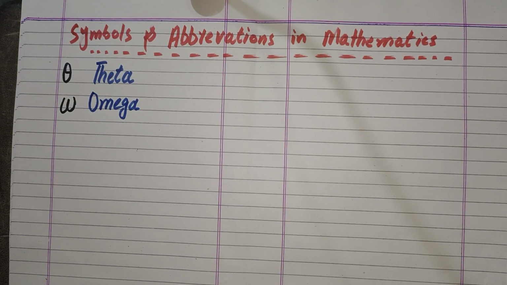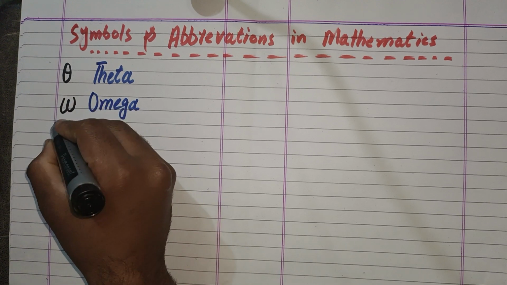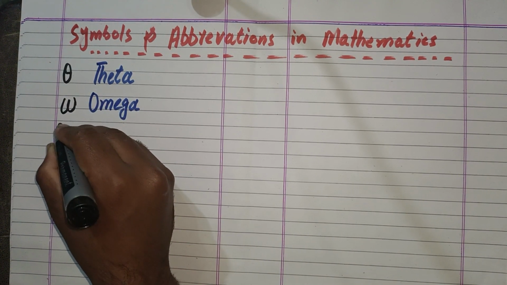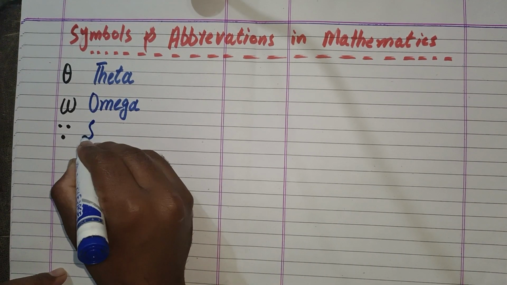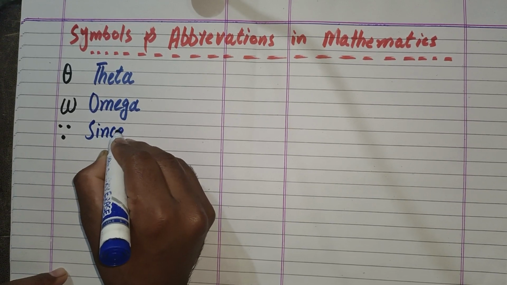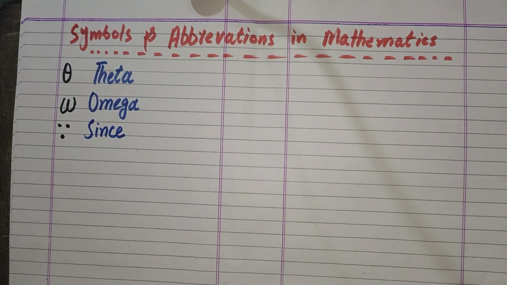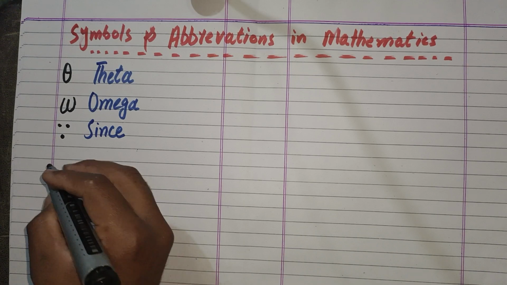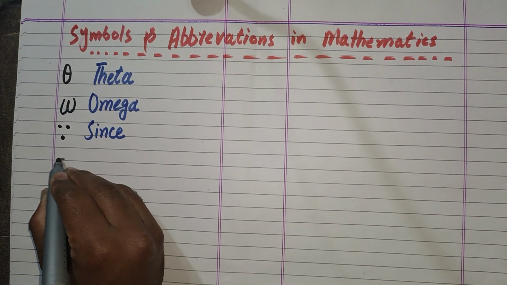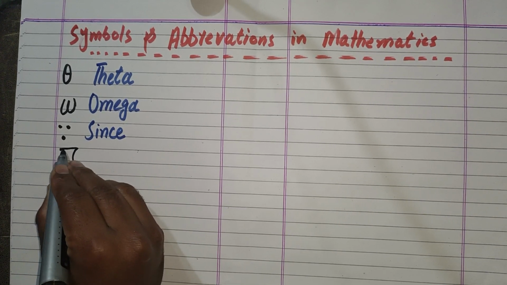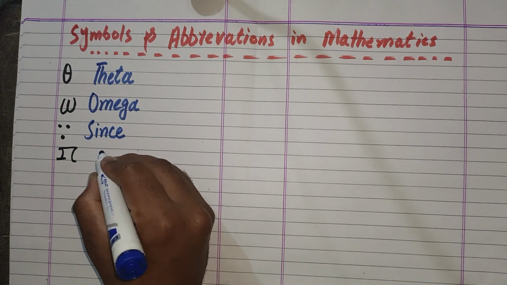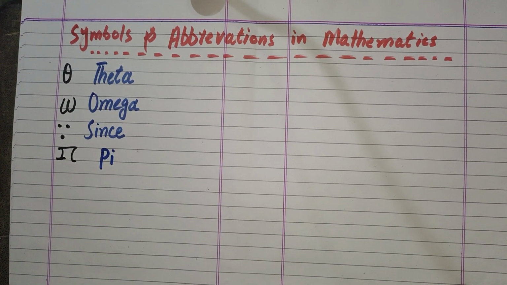Next symbol, the three dots. What does that mean? That is the sign of since. It means since or because. The next sign is pi. You can see it in the shape of an R, and we say it pi. That is the sign of pi.